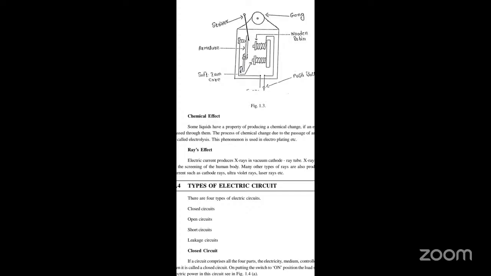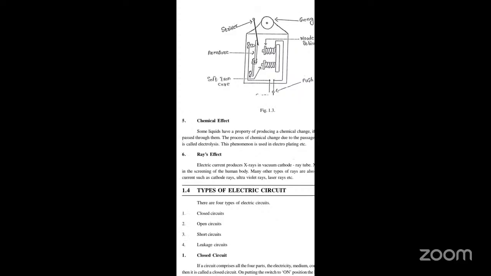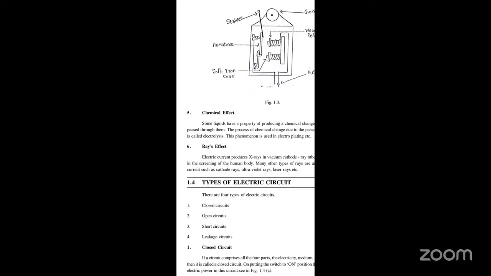Next, chemical effects. Some liquids have a property of producing a chemical change. If an electric current is passed through them, the process of chemical change due to the passage of an electric current is called electrolysis. Electrolysis is the chemical effect. This phenomenon is used in electroplating, etc. We are giving some plating designs using the chemical effect.